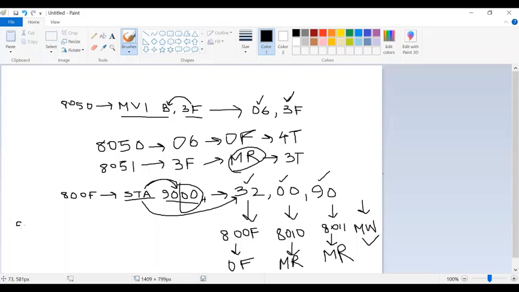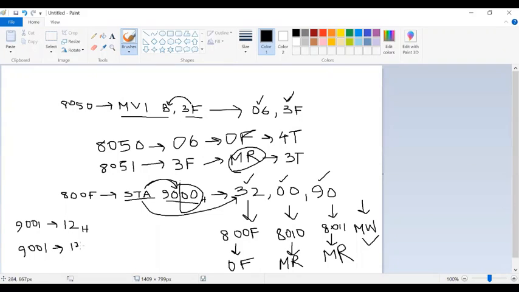Suppose at 9001 I have one content which is 12. Now how can we increment this content by 1 so that we can get the result as 13 in this memory location, in the same memory location? After getting incremented by 1, it will be stored in the same memory location. So my aim is to get the data as 13.